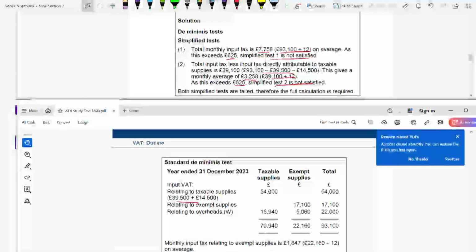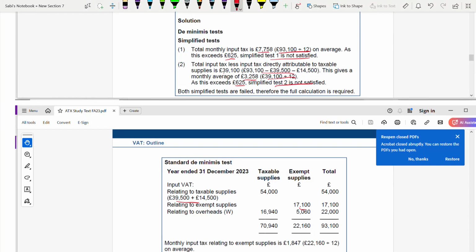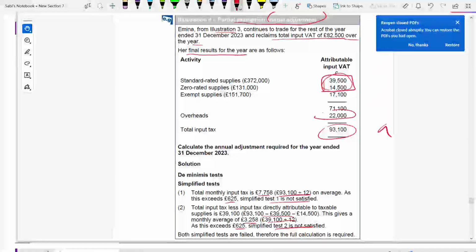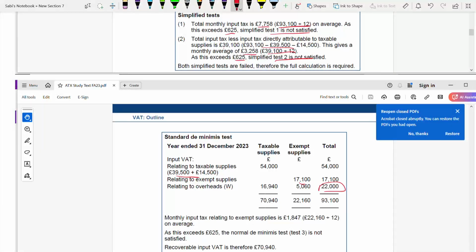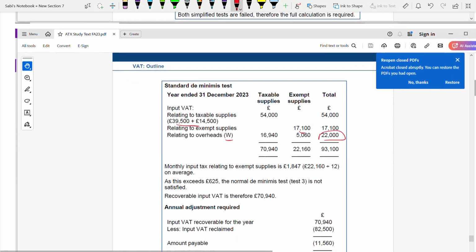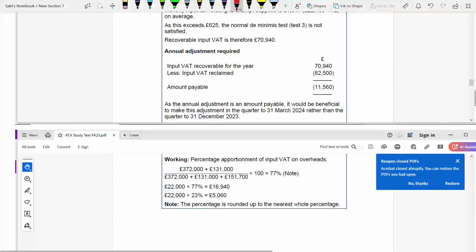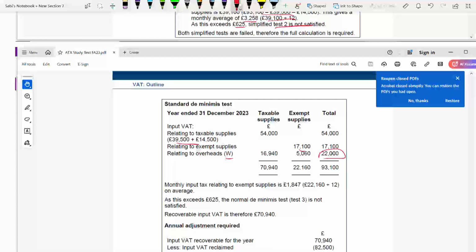And exempt is 17,100. Then overhead. Overhead of 22,000 is given. This you have to apportion between exempt and taxable. Same working. Find the percentage. And when you are doing this percentage, here you need the amount, not the input tax. So you get 77 for taxable, and this is for exempt. Now this you divide by 12 and you find this. This is also more than the limit. De minimis is not satisfied.